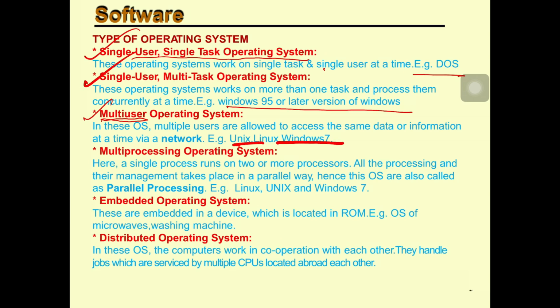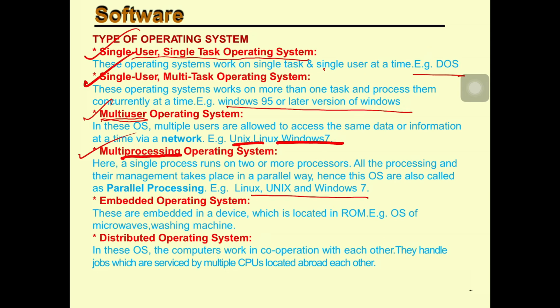Now next is the multi-processing operating system, the operating system which uses multiple processors. Multiple processors used in a single operating system means the operating system is quite efficient compared to the other categories of operating systems which we have read first. So this type of operating system was quite efficient, and examples are Linux, Unix, Windows 7, and the next generation operating systems.